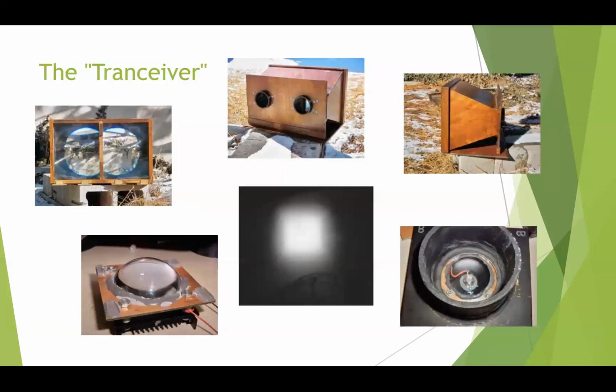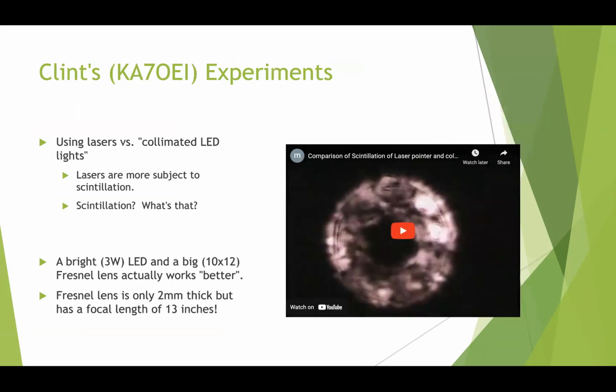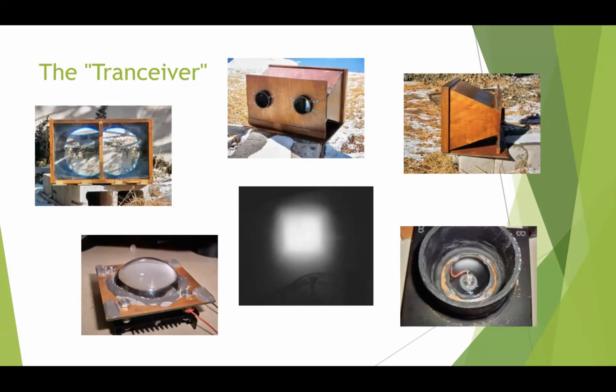So this is the transceiver that Clint built, and he actually built a couple of different ones. This is the first one that he built, and you can see here, he built this wooden box with a Fresnel lens in the front of it. The lenses he used were 10 inches by 12 inches, about 2 millimeters thick, but because it's a Fresnel lens, it has a focal length of about 13 inches. So he was able to get significant focusing out of this beam, right?